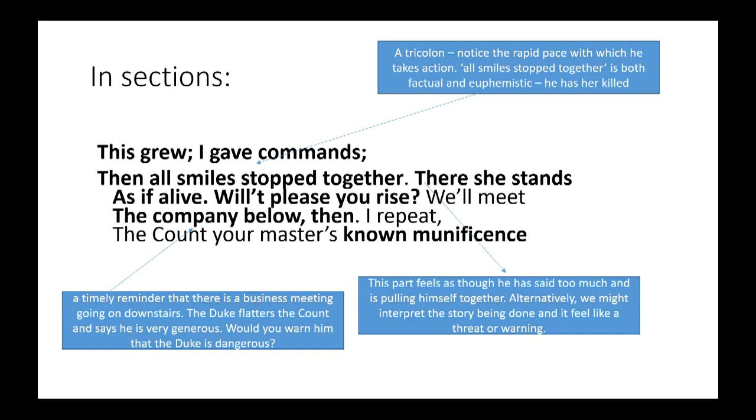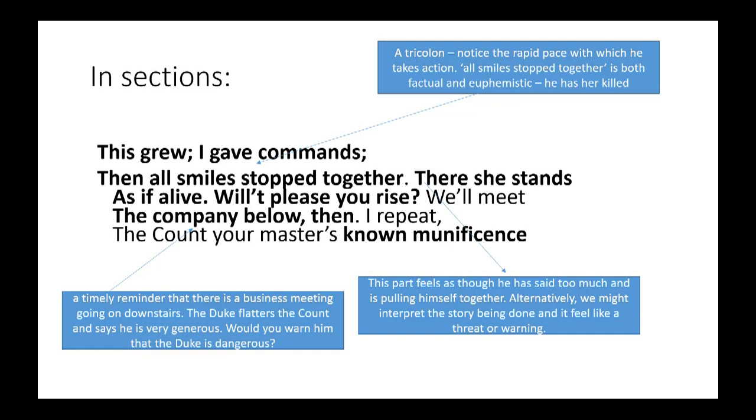And then there's something that I find darkly humorous here. There's a full stop. And then there she stands as if alive, which he's already pretty much said at the start of the poem. It's like he's pulled himself together and he's said too much. Or maybe the story's been done and now I'm warning you, we don't want the same thing to happen to your boss's daughter, do we?